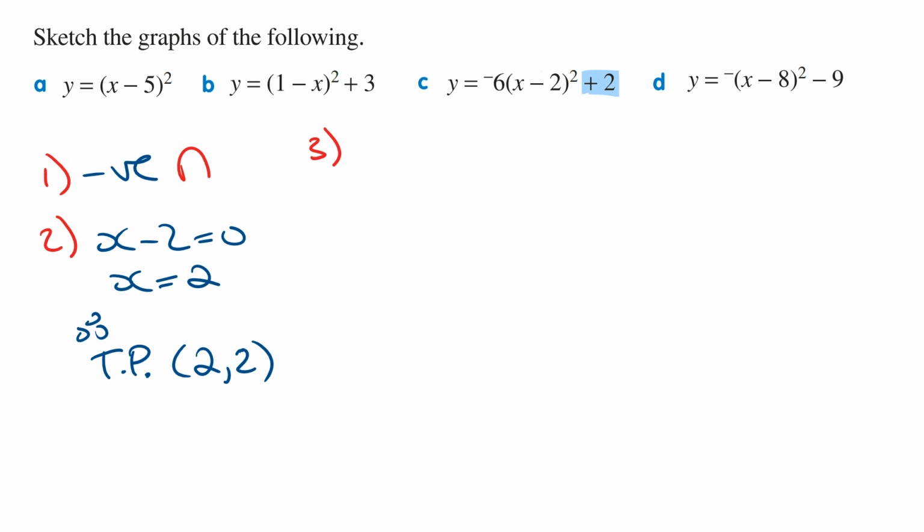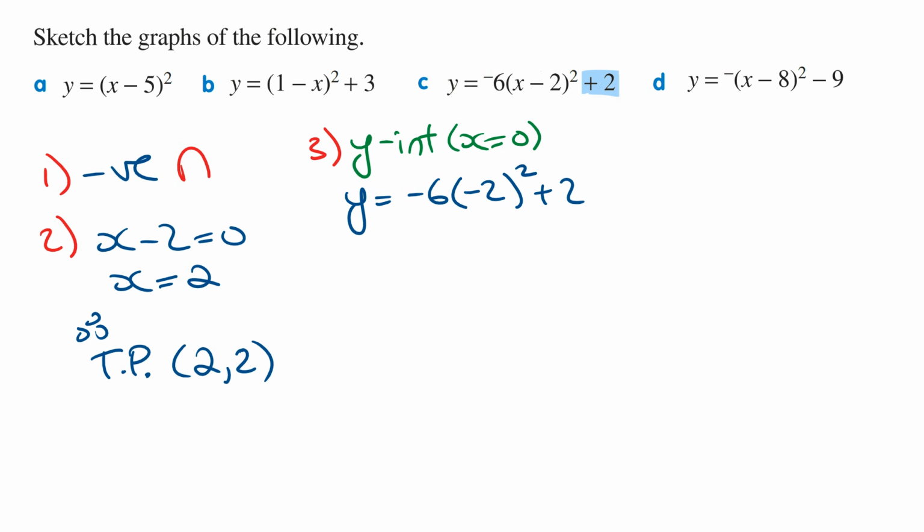Next, we need to work out the x and y intercepts. For the y-intercept, we let x equal 0 and then solve for y. And so we're going to get y is equal to minus 6 times (0 minus 2) squared, which is minus 6 times 2 squared, and then plus 2. 2 squared is 4, and then 4 times minus 6 is minus 24, and then plus 2, and so this is going to be minus 22.